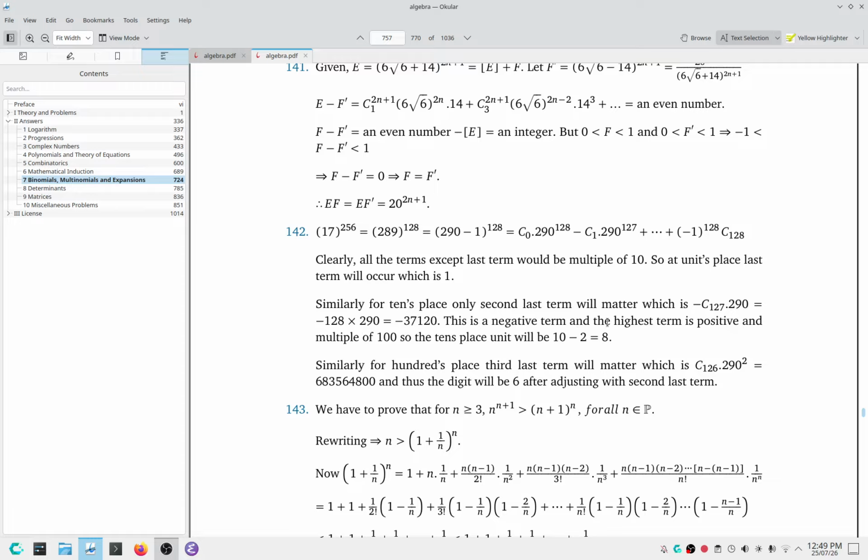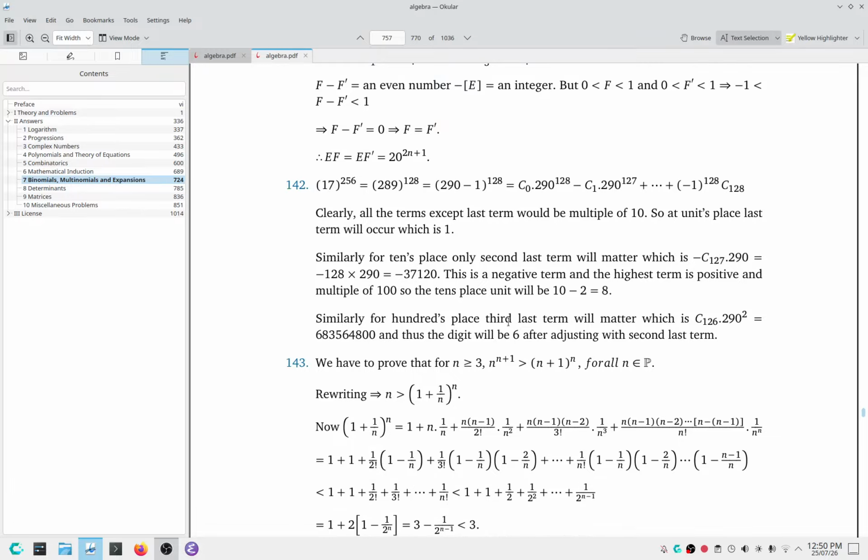This is a negative term and the highest term is positive and multiples of 100, so tens place will be 10 minus 2 is equal to 8. Similarly, for hundreds place, the third last term will matter, which is 128 C 126 times 290 squared, which is equal to this much. And thus the digit will be 6 after adjusting with the second last term. So that is the answer.